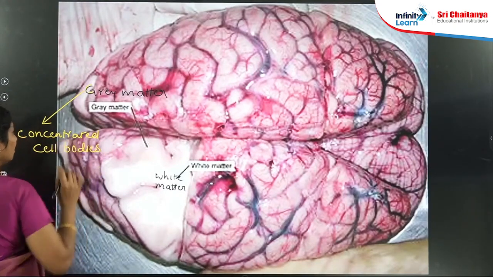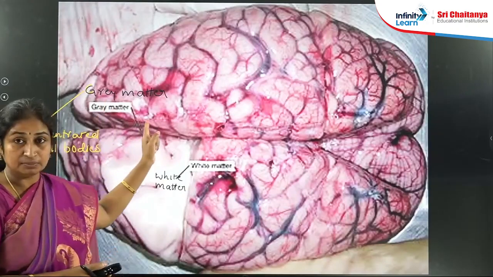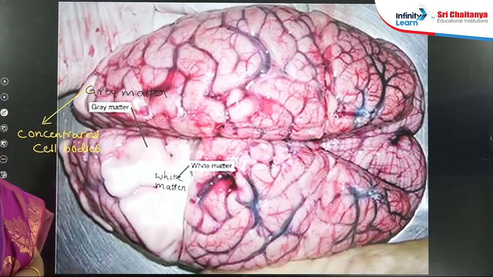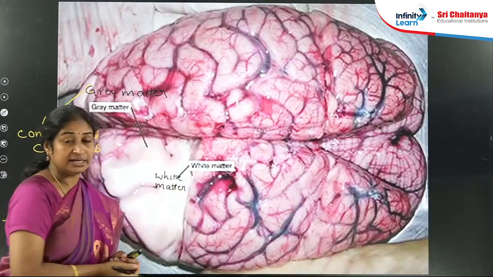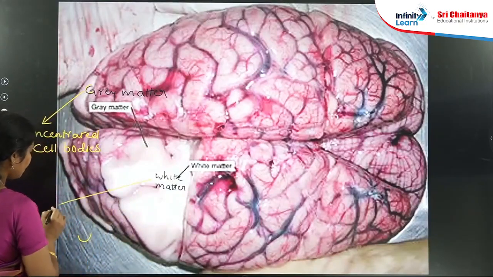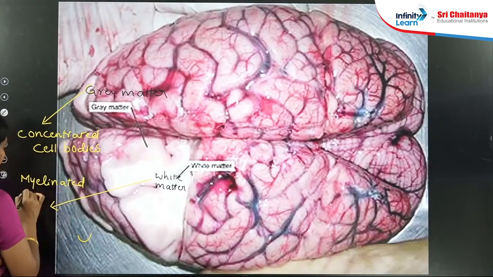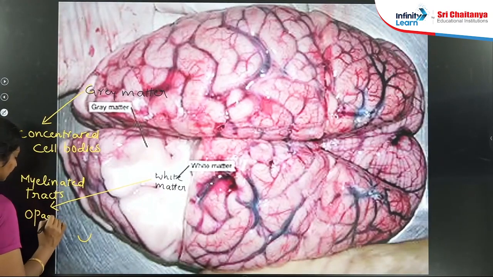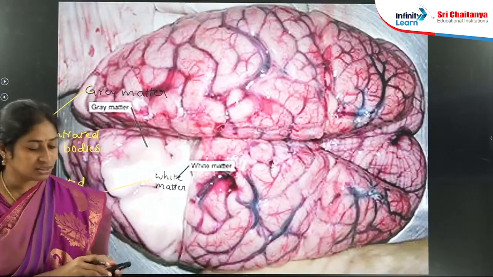This is an assertion and reason question. Why is the outer region of the brain called gray matter? The answer is, because it appears grayish in color. Why grayish? Because in this region there are more cell bodies, concentrated cell bodies, which appear grayish. What about inside? Inside the color is white, because inside it has myelinated tracts, and the myelin sheath appears opaque and white in color. So the inner region of the brain is white and known as white matter, but the outer layer is grayish and known as gray matter.